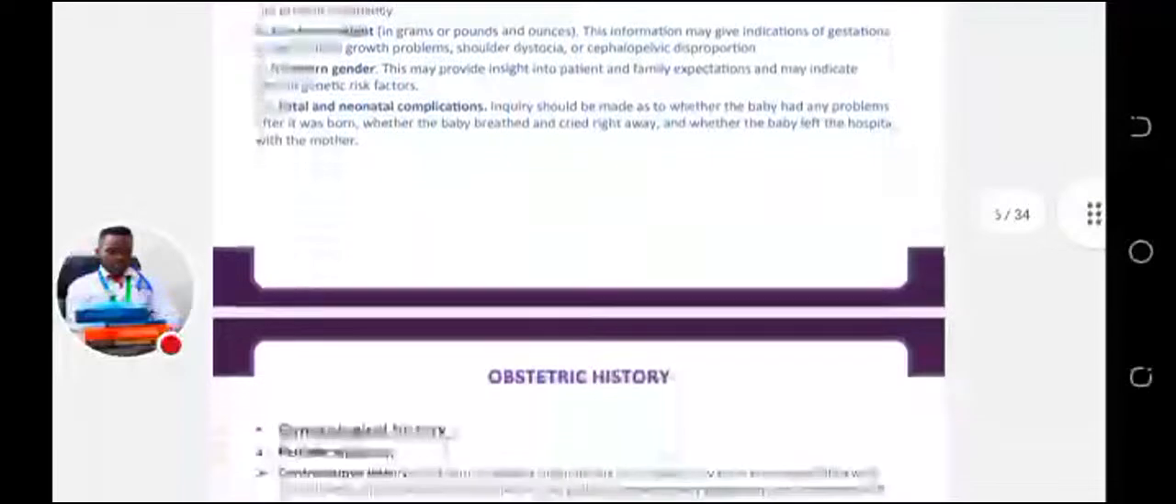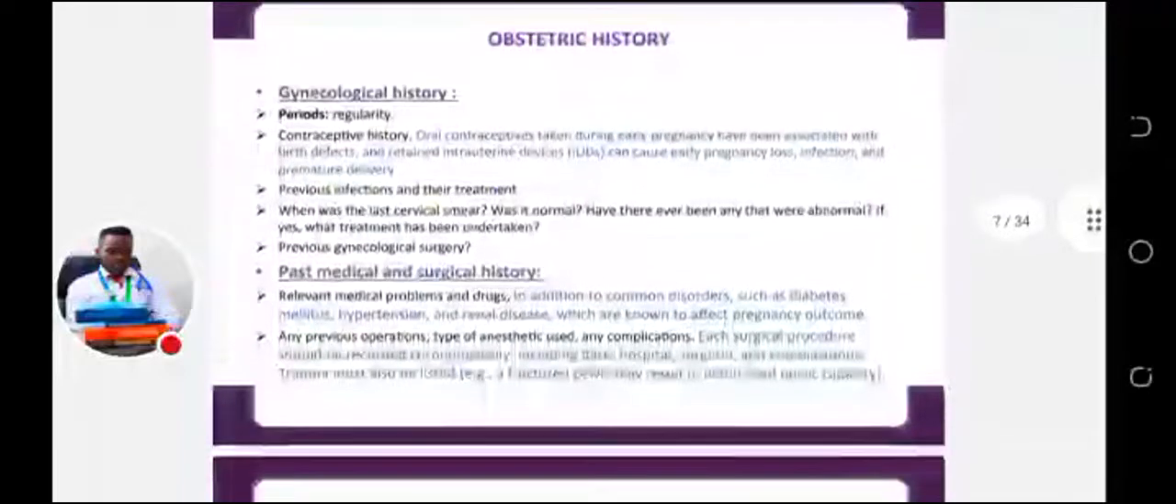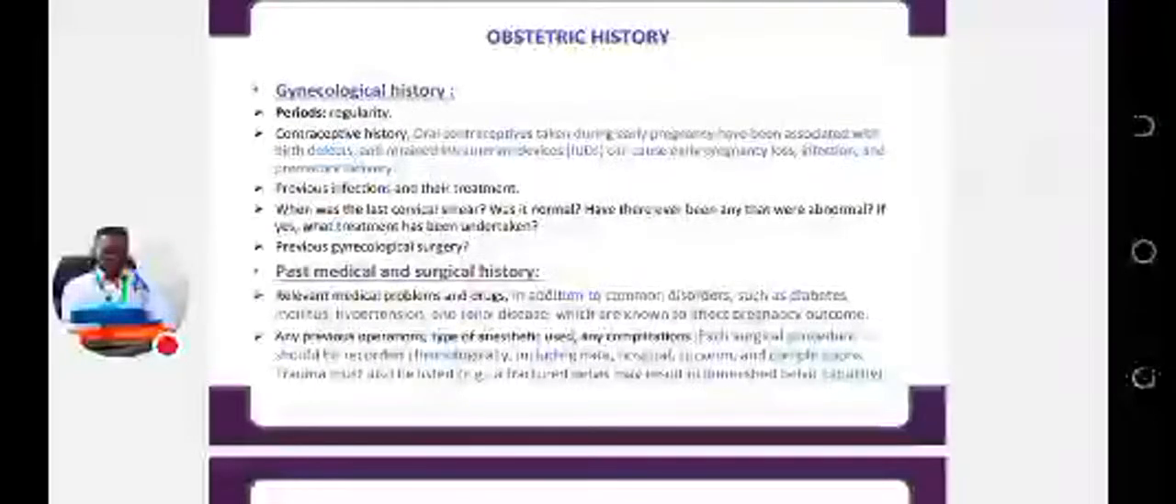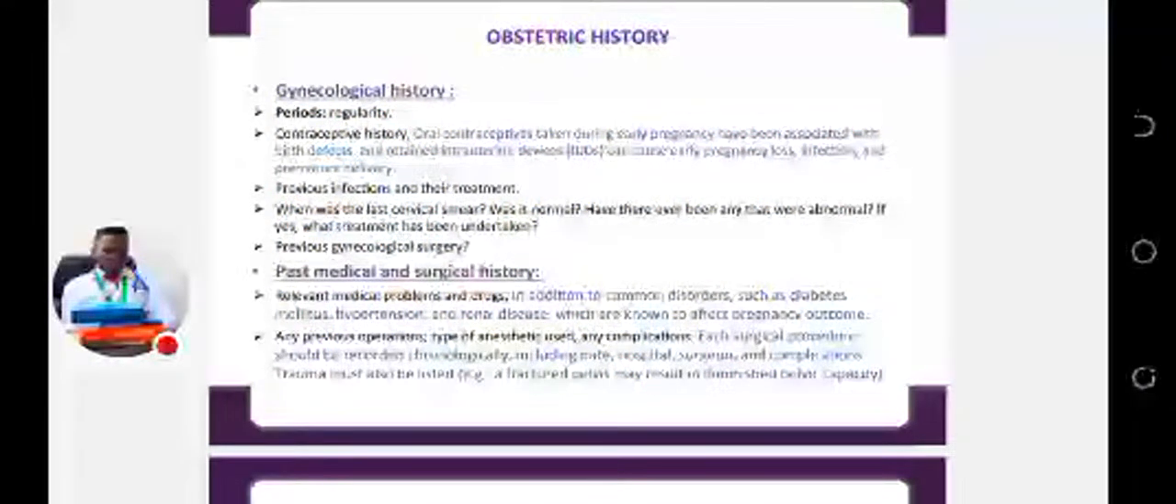So all this information is very much important. Okay, so obstetric history, gynecological history. Under gynecological history, we have things to consider: the period, which is just the regularity.